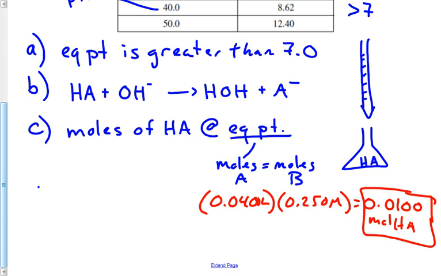They're building us up. I actually like problems that are slowly making me give information, because that means that I don't have to do it all at once. I'm getting credit for each thing, which is kind of nice. Says D, calculate the molar mass of HA.